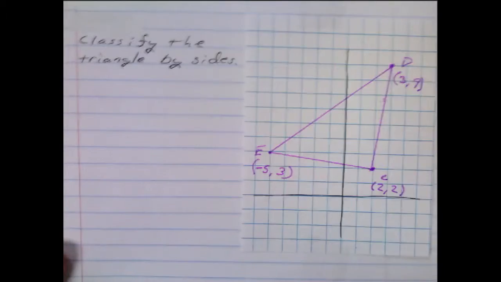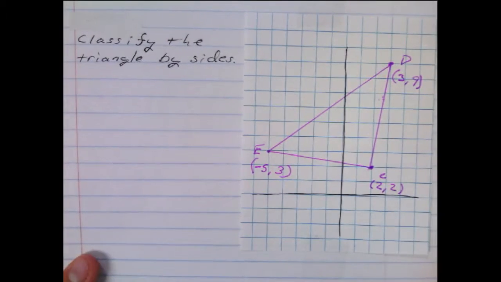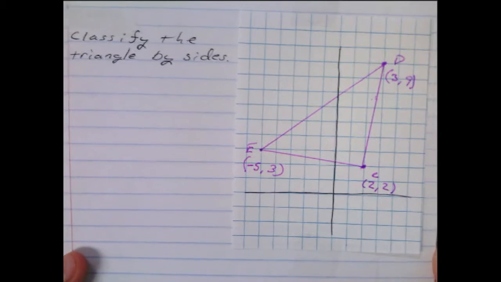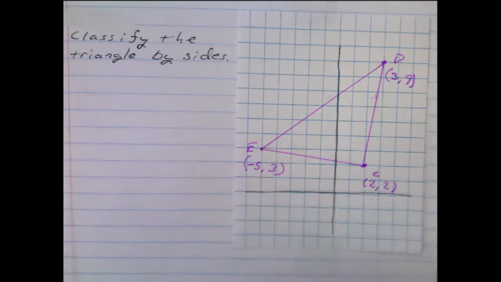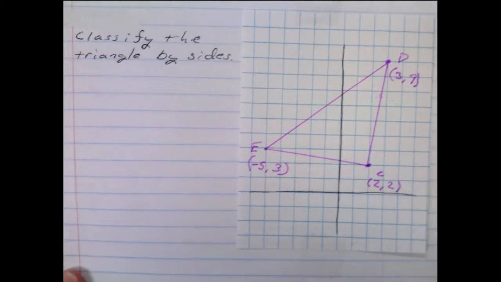Okay, let's do one more example here. This is using coordinates. So we're going to classify the triangle by its sides, and we have to do that using the coordinates here that they gave us. In order to do that, we're actually going to be using the distance formula. So first I'm going to be finding EC.